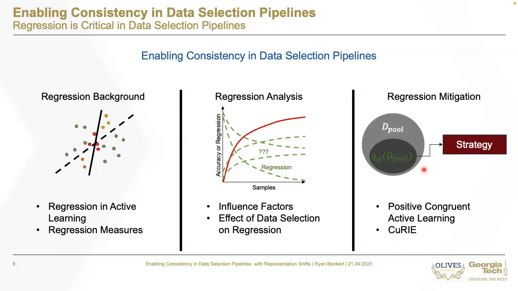The second piece that I'm going to be talking about is the analysis part. Namely, I want to focus here on these influencing factors. Where does regression come from? That's the second takeaway message that I really want to instill in you today. And in the final part, I'll be talking about an algorithm that we developed, namely Curie, and it's part of this framework called positive congruent active learning. We essentially show that you can mitigate some regression happening within the data selection process.